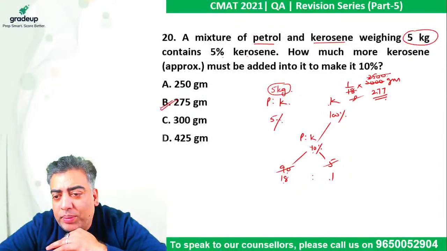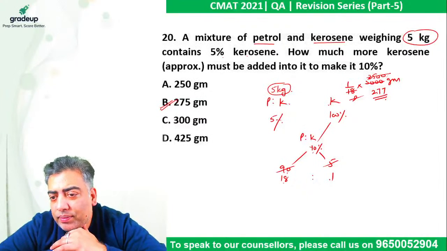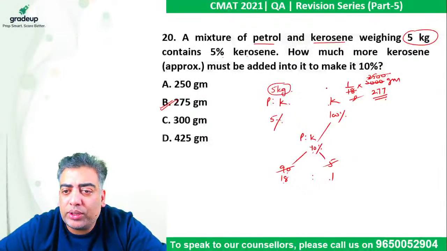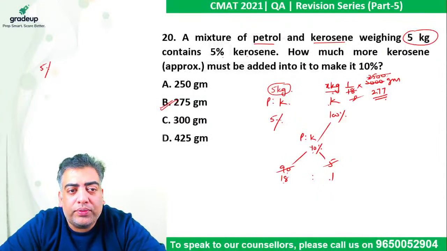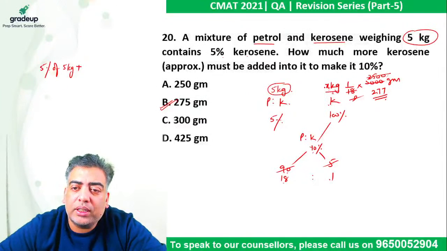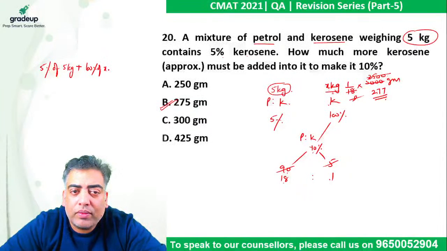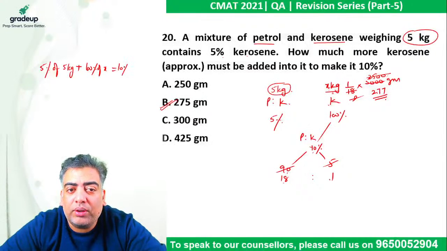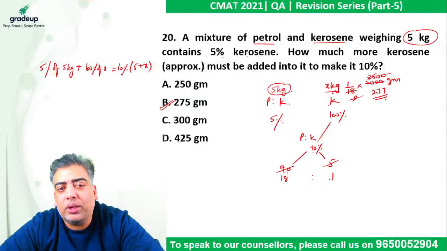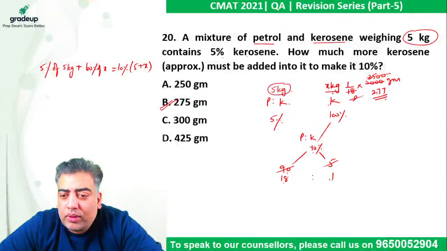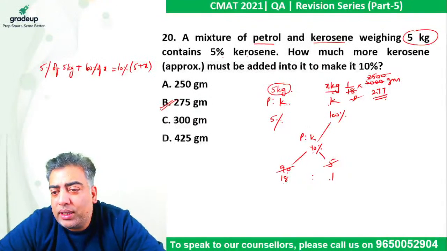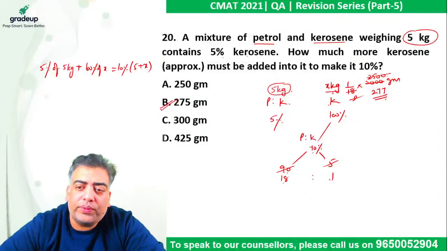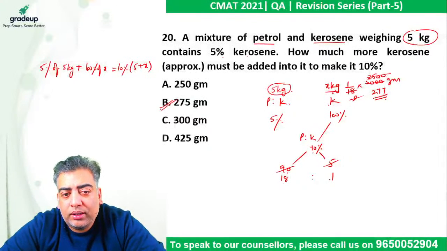Kajal, it will not be 10% of 5 kg only. When you are adding some amount of kerosene to it, let's say x kg is being added, the question says 5% of 5 kg is there, plus 100% of x kg is there. That should be equivalent to 10% of (5 plus x) kg. So this is the equation that we have to form. Kajal, I hope the equation is clear now. So we are not adding 250 but 275, right?